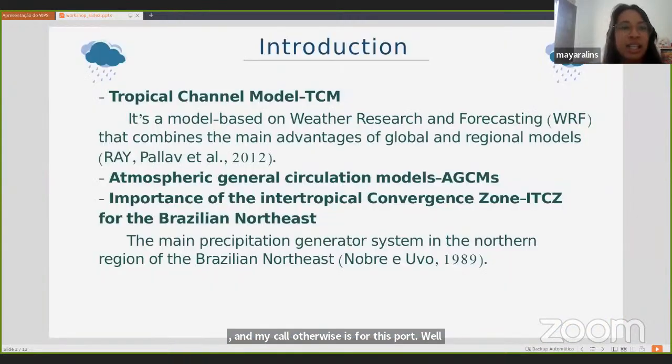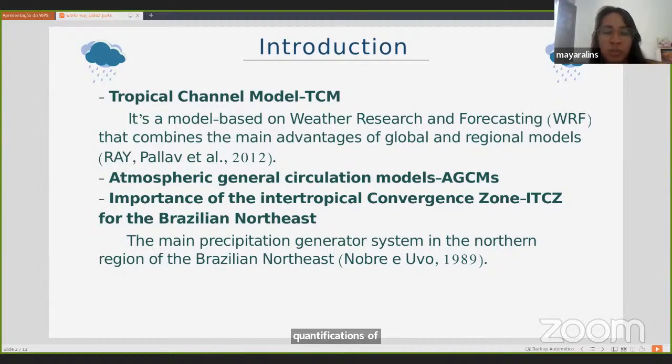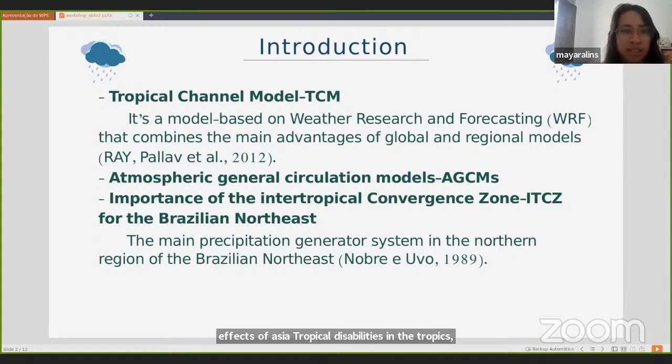Well, let's begin. A tropical channel model is a model based on the Weather Research and Forecasting model that combines the main advantages of global and regional models. This type of model uses boundary conditions only at the north and the south directions, so technically completely solving the propagation of tropical waves and allowing controlled quantification of the effects of extratropical disturbances in the tropics. Because of the limited area, it can be non-hydrostatic and have high resolution, capturing the organization of the tropical convection at various scales and its influence on the general circulation.